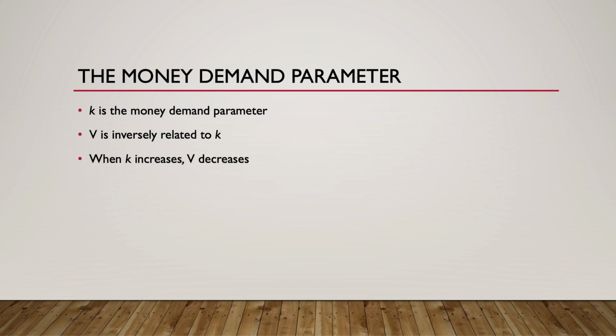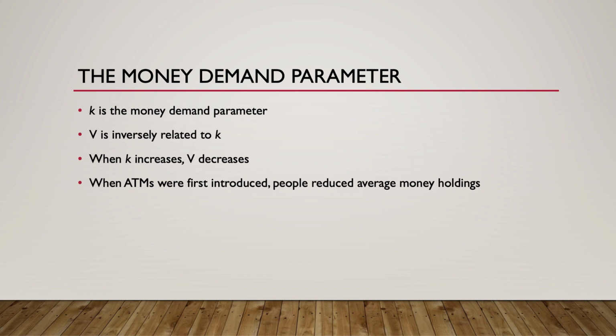When people want to hold a large amount of money as a proportion of income, K is large, and consequently, V is small. As an example, when ATMs were first introduced, people could reduce their average money holdings, and this led to an increase in the velocity of money. Think about it. If withdrawing money from the bank is inconvenient, then individuals will make larger withdrawals on each visit to the bank to minimize the total number of bank visits.